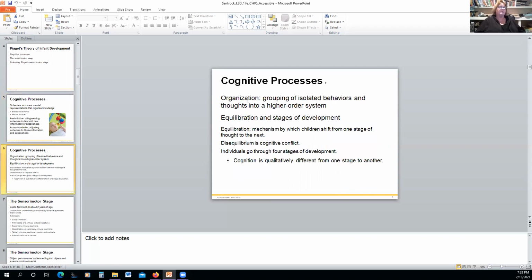Piaget talks about the process: how do people in general, in this case babies, organize all this information that they're taking in? It's just one thing at a time. They're organizing it and filing it and trying to make sense of things. This idea of what's called equilibration for Piaget is about the shift from one developmental stage to the next.